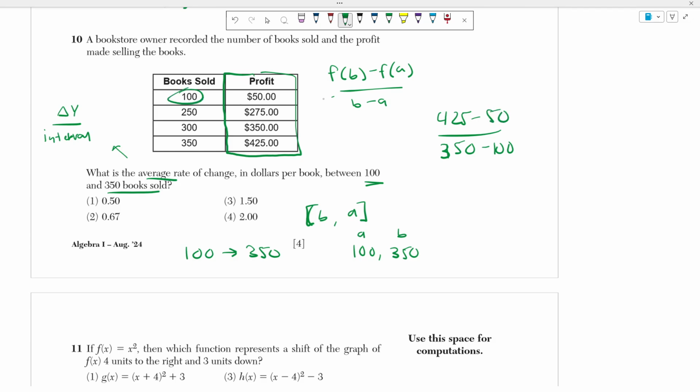So all you need to do is subtract the start of your interval from the finish. Your interval ranges from 100 to 350 books, so you do 350 minus 100. On top of that, you write the Y values at each end of the interval. 350 books sold corresponds to $425 in profit, and 100 books sold corresponds to $50 in profit. If you plug this into your calculator, you get $1.50.